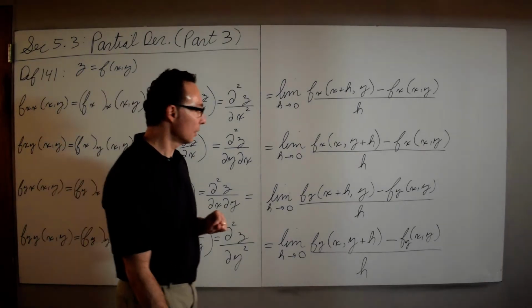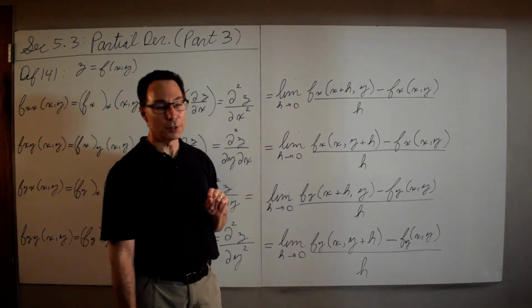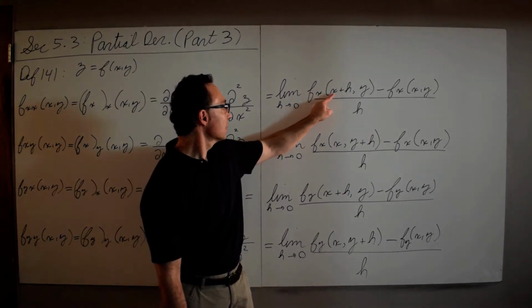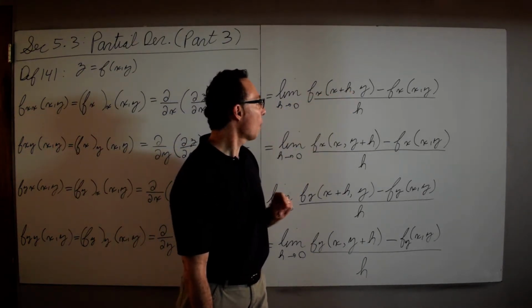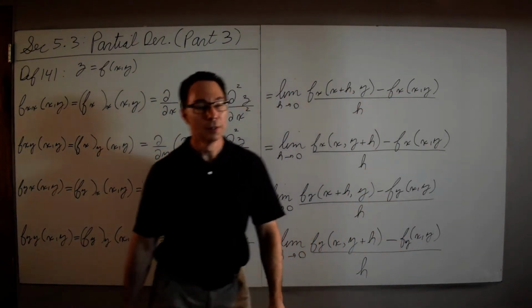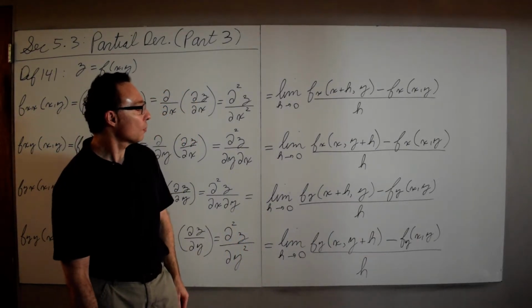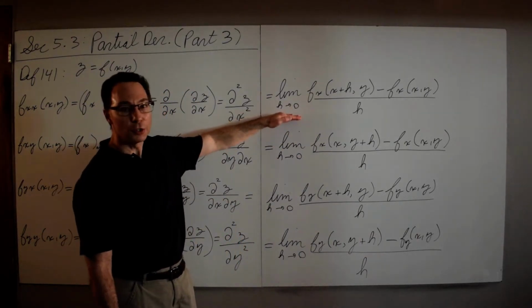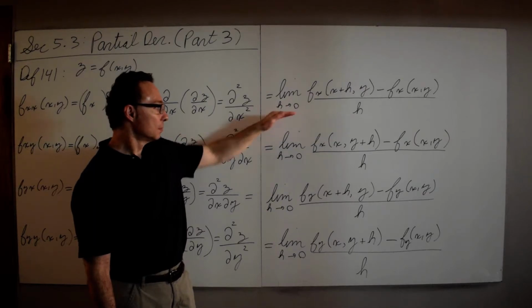Forgot the limits over here. So the limit as h goes to 0 of f sub x, x plus h, comma y, minus f sub x of xy, divided by h, provided the limit exists.